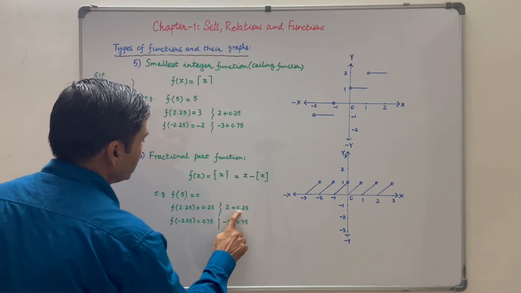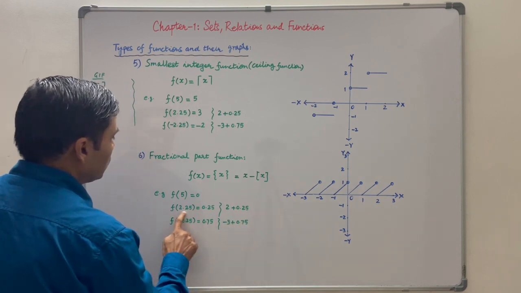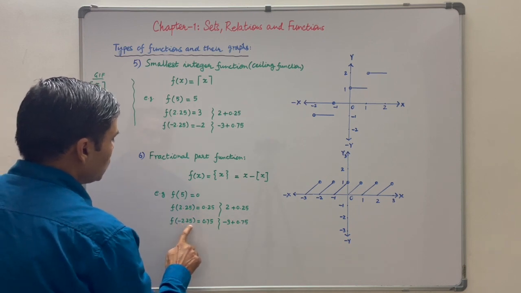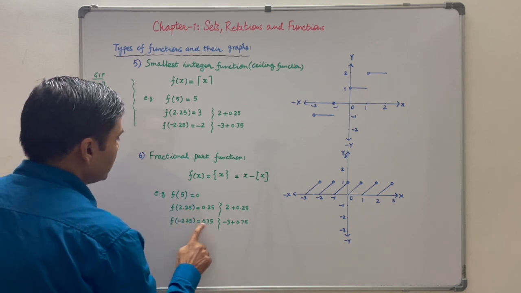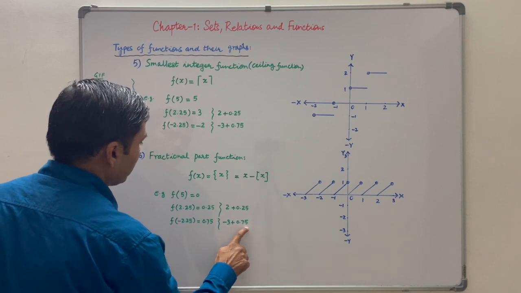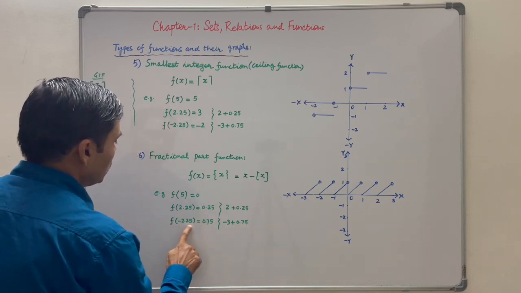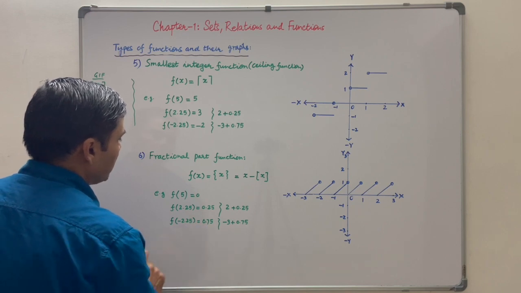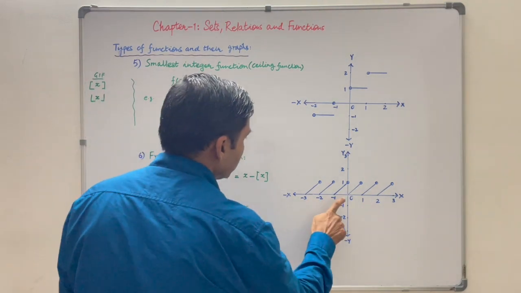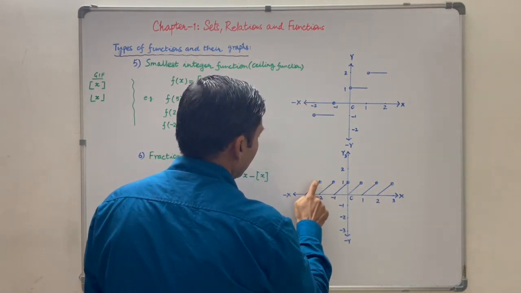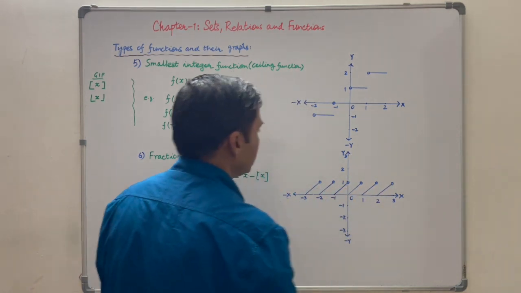If x is 2.25, it can be written as 2 plus 0.25. So fractional part is 0.25. So f(2.25) will be equal to 0.25. Suppose x is minus 2.25. So it can be written as minus 3 plus 0.75. Fractional part is 0.75. So f(minus 2.25) will be equal to 0.75. Graph of this function is like this. Only the fractional part is considered.